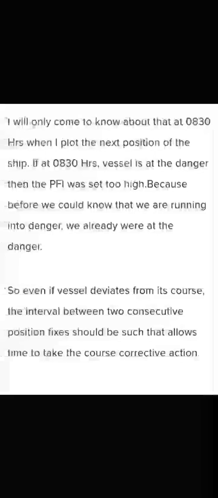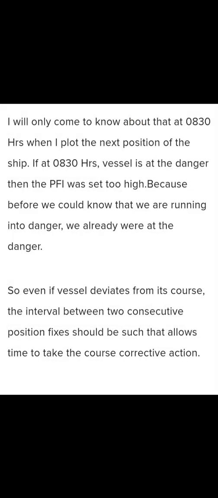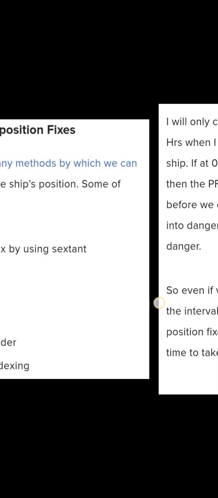If at 0830 hours the vessel is in danger, then the PFI was set too high, because we come to know that we are running into danger only when we are already at the danger. So if the vessel deviates from its course, the interval between two consecutive position fixes should be such that it allows time to take course corrective action.